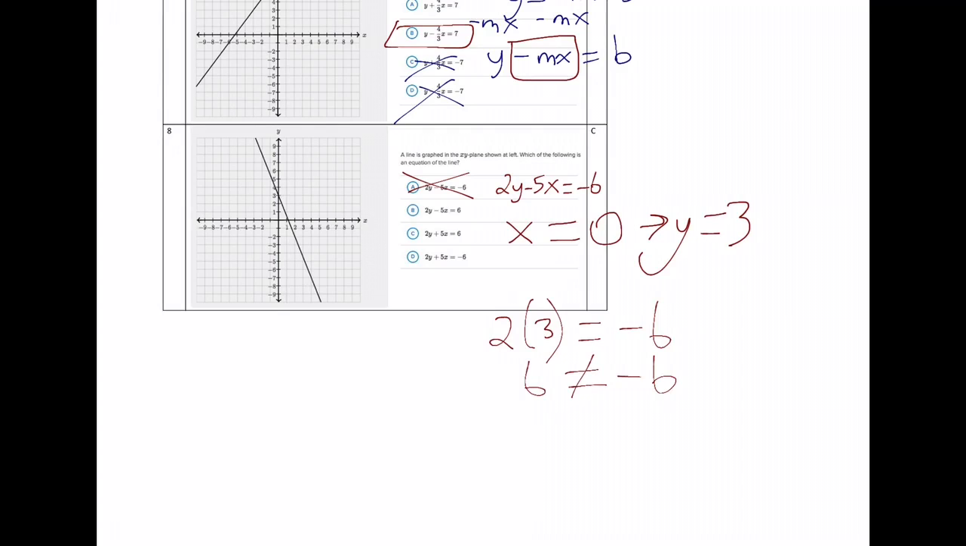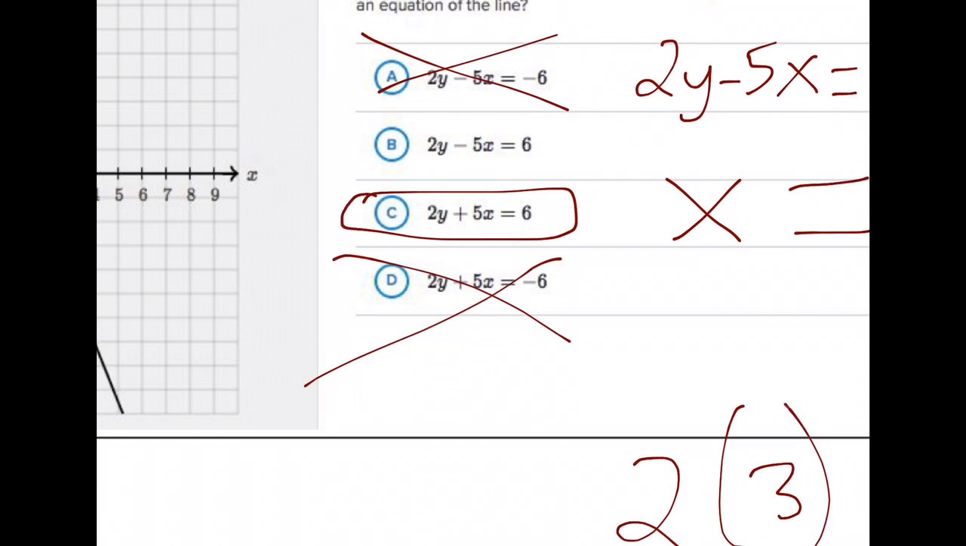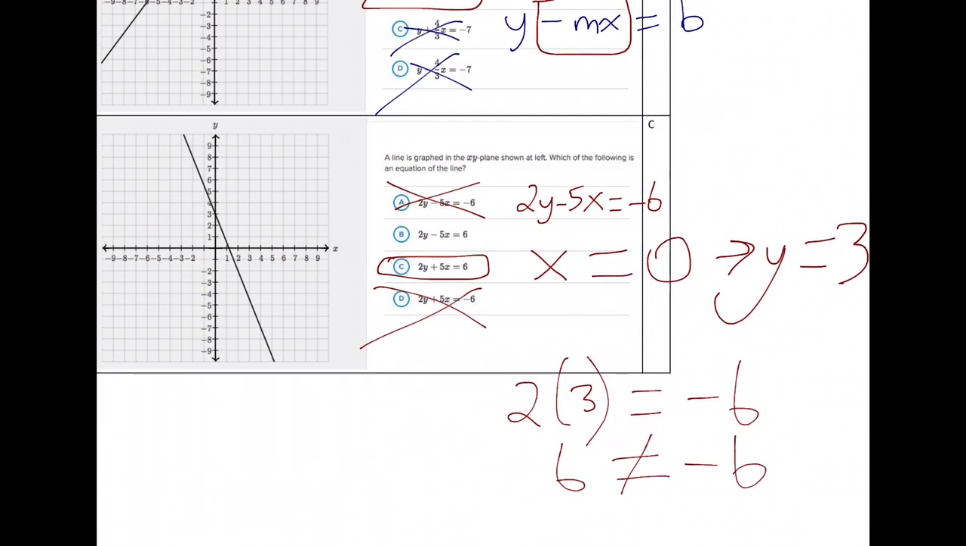So the 6 should be a positive 6. We can also rule out D. Then we're verifying between minus 5x or plus 5x. So let's go back and take a look at our original line. As we go from left to right, we're going downward. Since we have our x term represented on the left side, we're going to choose a positive value. Because if we were to solve that for y, we would subtract 5x from both sides and get the negative slope that is represented in the graph.